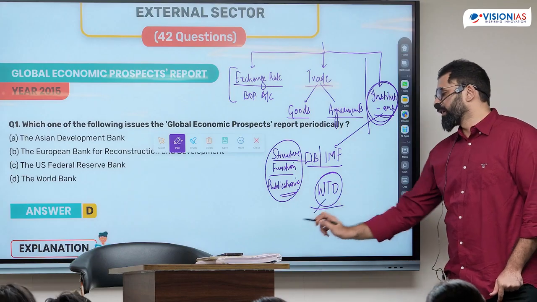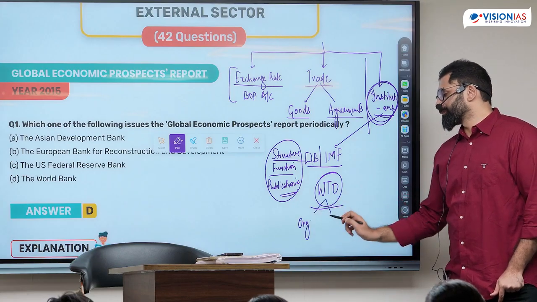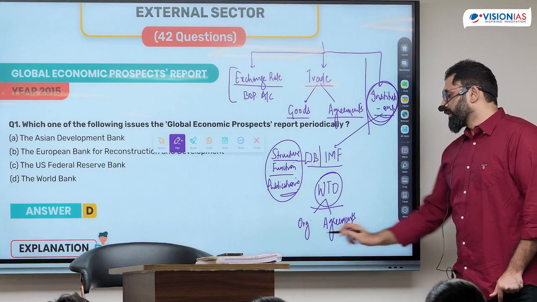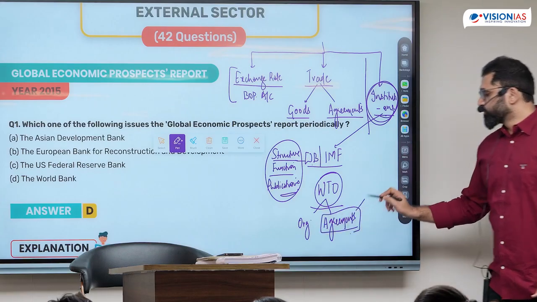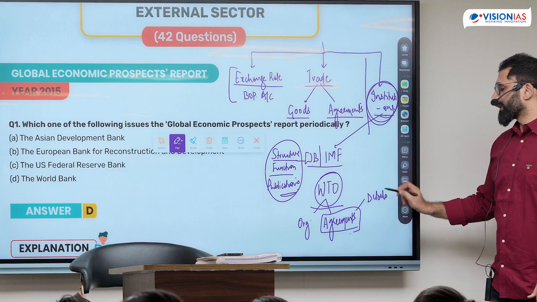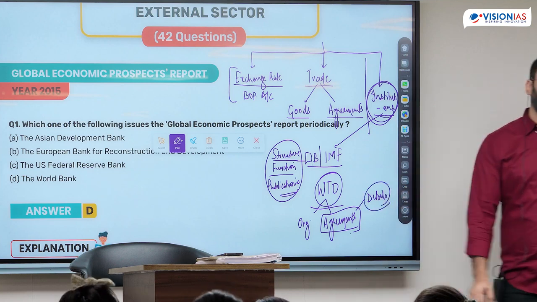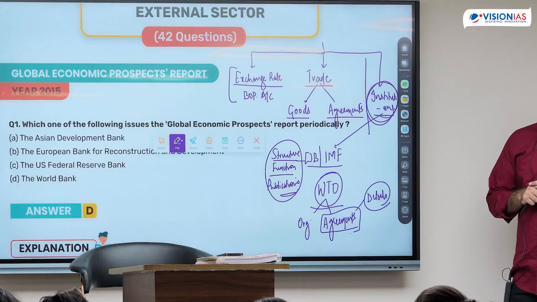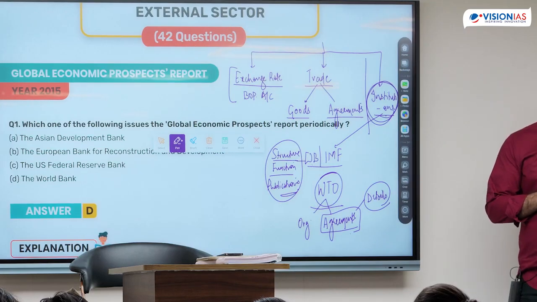Here, organizational structure, the various agreements of WTO. Highly detailed questions have come from the agreements of WTO. Now this used to be the domain from 2014 to 2022.